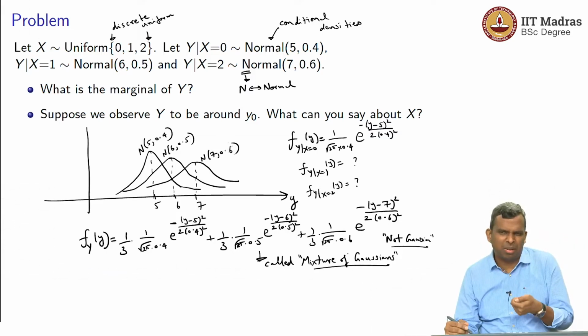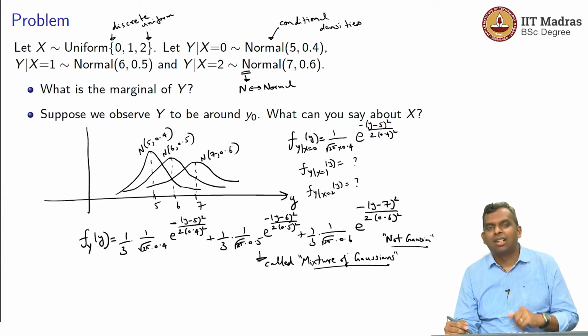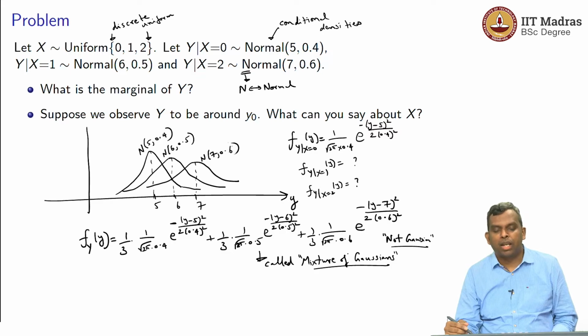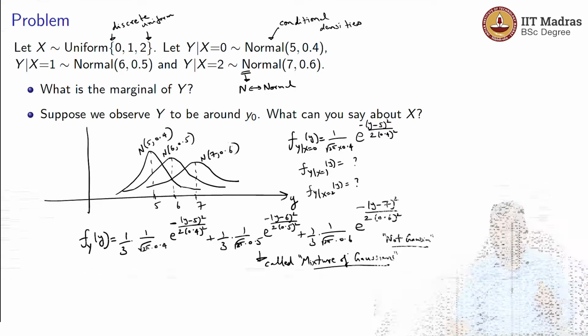So we're not trying to be precisely equal here. We're just around y naught, let's say. Okay, y is around y naught. What can we possibly say about x? So that is the question of interest here.